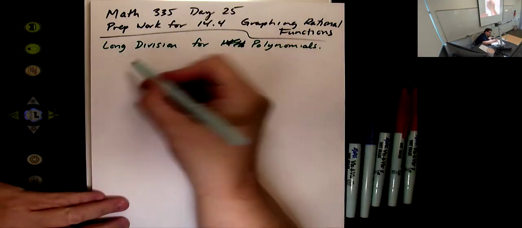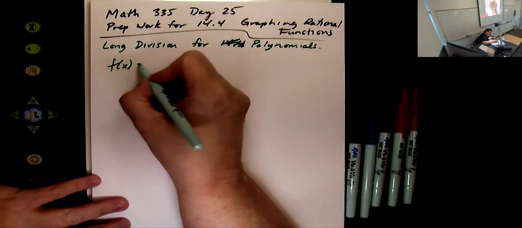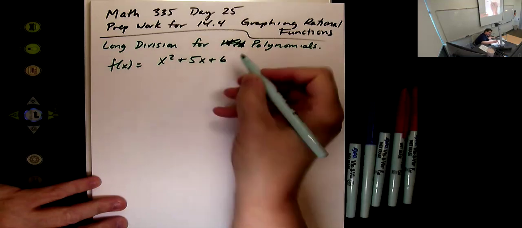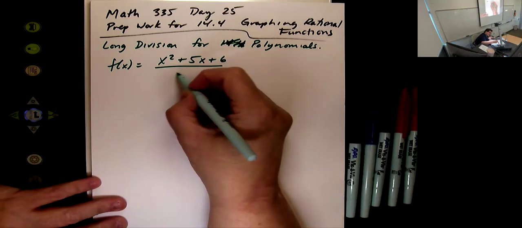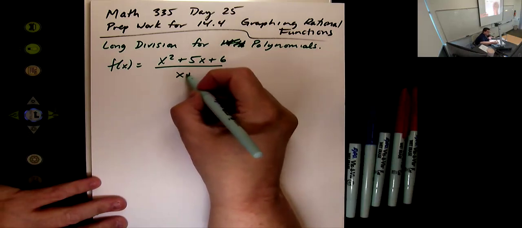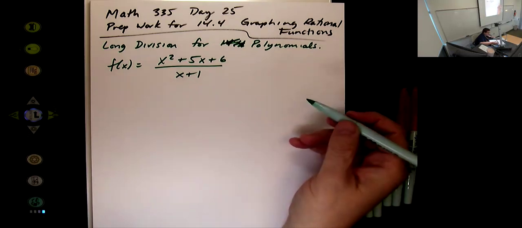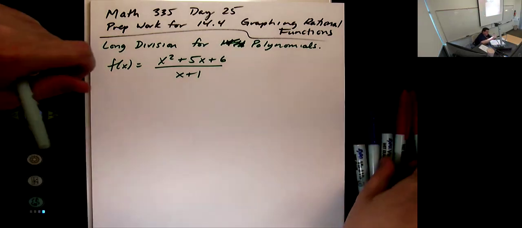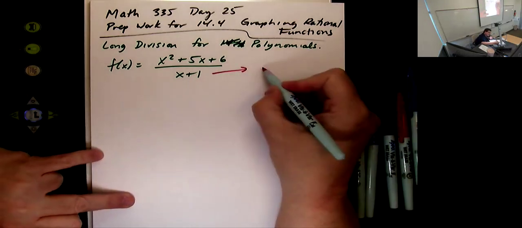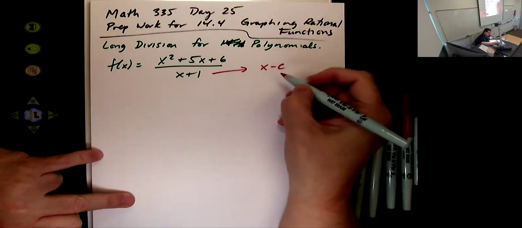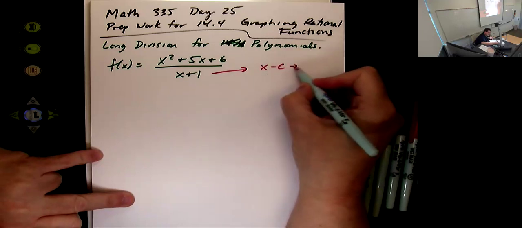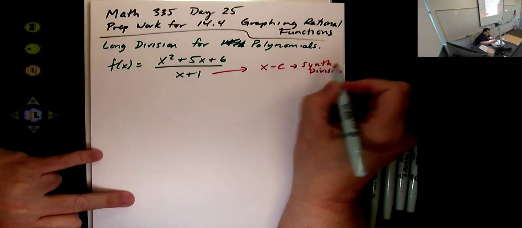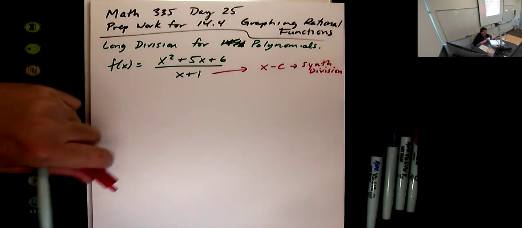So let me just come up with a function. Let's say f of x is x squared plus 5x plus 6, and we're dividing it by x plus 1. Now, when the denominator is in the form of x minus c, like it is here, if c was -1, this is where we can do synthetic division. So I'm going to do synthetic division here real quick, and then we're going to do long division and see the correlation again.